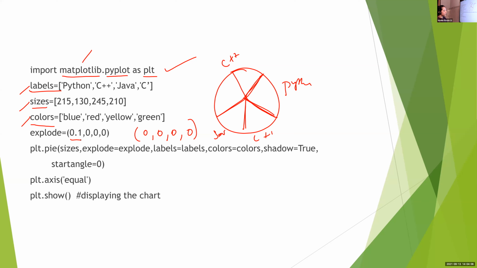So if I want to pull out the first portion, that is the Python portion, then instead of the first 0, you give 0.1. If you want to pull out the second portion, that is C++, then first you give 0, after that you give 0.1 or 0.2, then 0, 0.